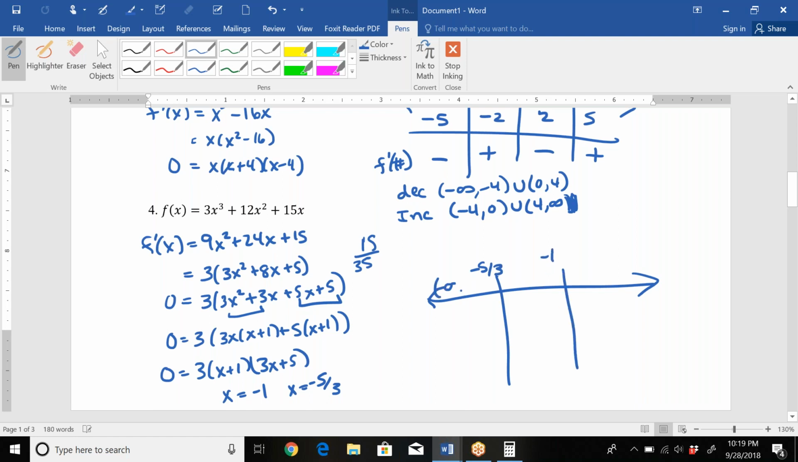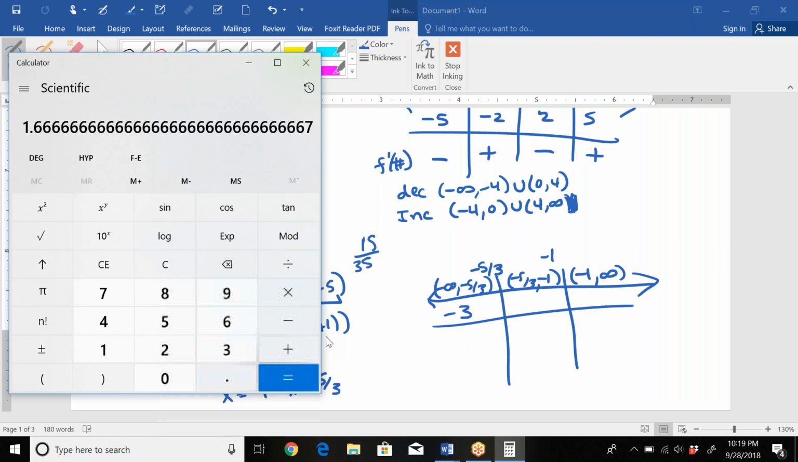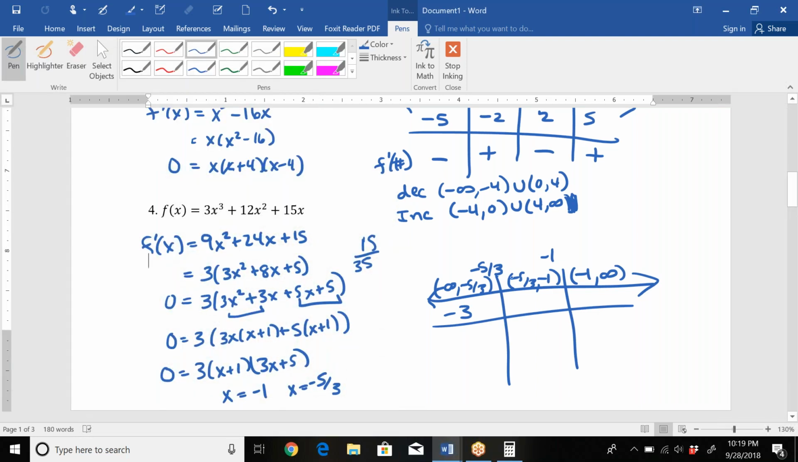So my intervals are -infinity to -5/3, -5/3 to -1, and -1 to infinity. Something smaller than -5/3 would be like -3, and that would work. Between -5/3 and -1, you have to be careful because 5 divided by 3 is 1.666 forever, so you have to pick something between -1.66666 and -1. So maybe -1.2. And something bigger than -1, I'm going to go with 0. That's easy to plug in.